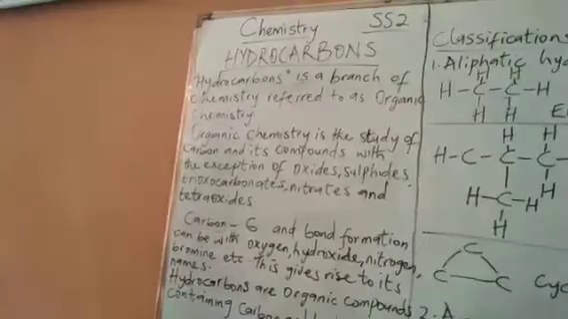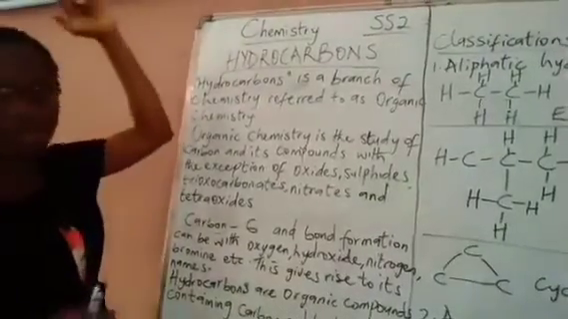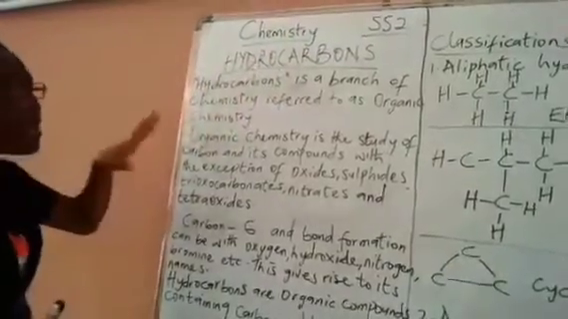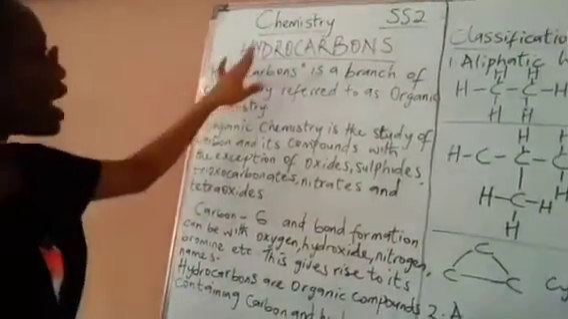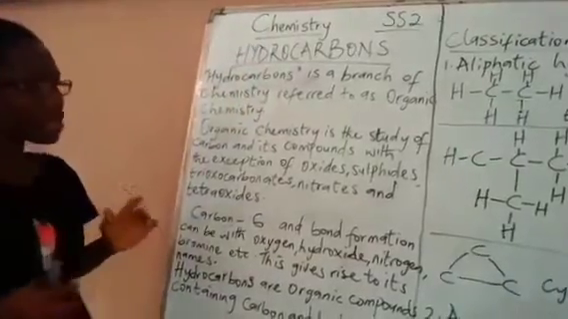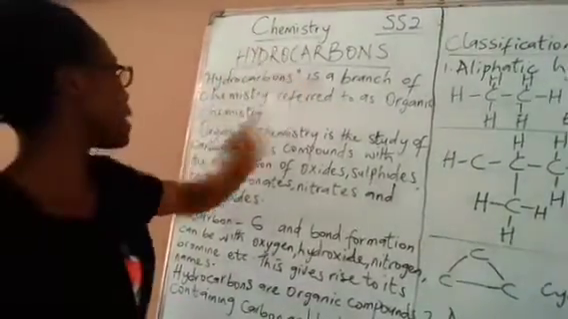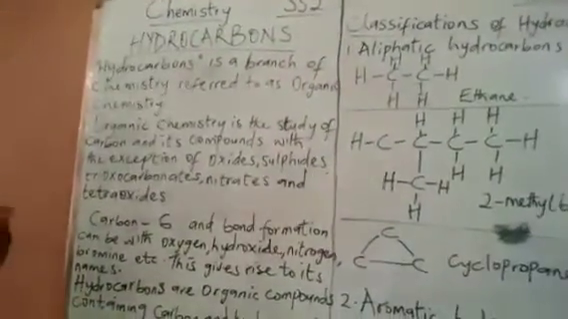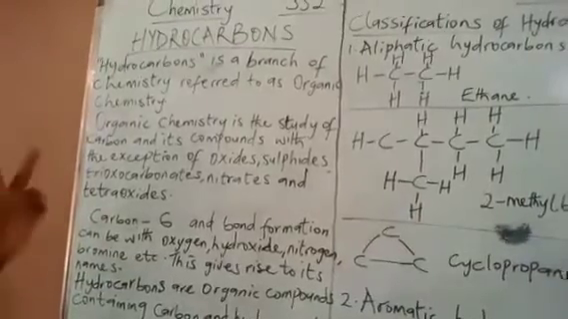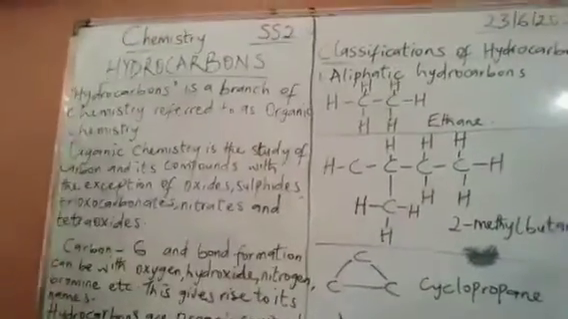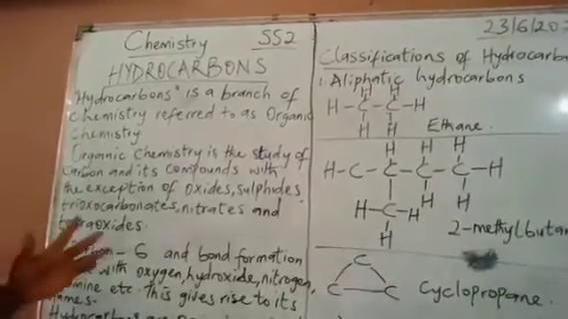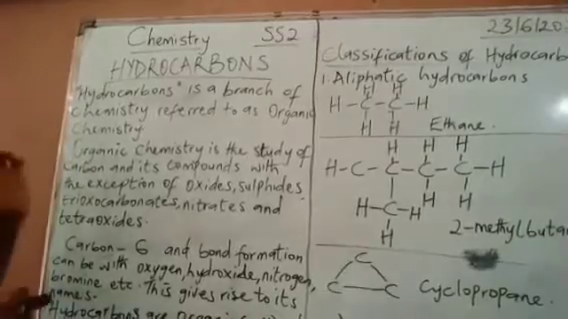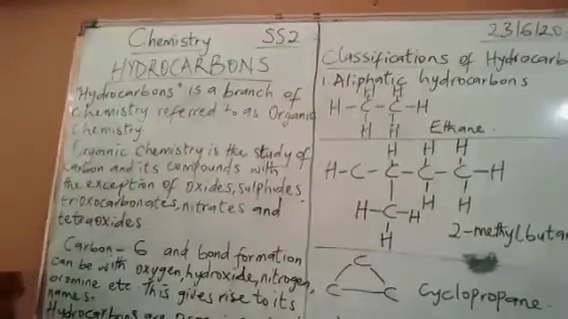Now let's look at hydrocarbons. Hydro, referring to hydrogen, and carbon. Both of them are elements in the periodic table. Just the name should tell us that it's a combination of hydrogen and carbon. But hydrocarbons belong to a branch of chemistry that deals with organic chemistry. Of course, we have so many branches in chemistry: organic, inorganic, physical chemistry, environmental chemistry, and all that. So, hydrocarbons deals with organic chemistry as a branch of chemistry.